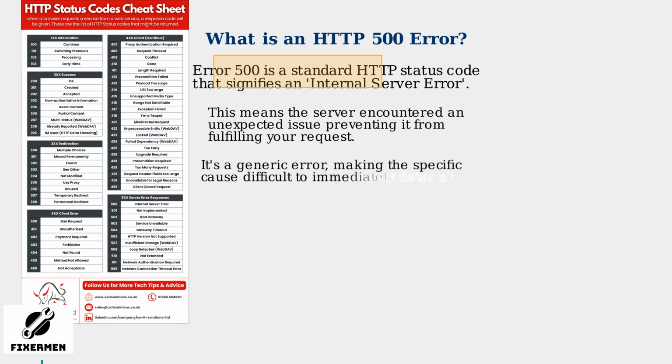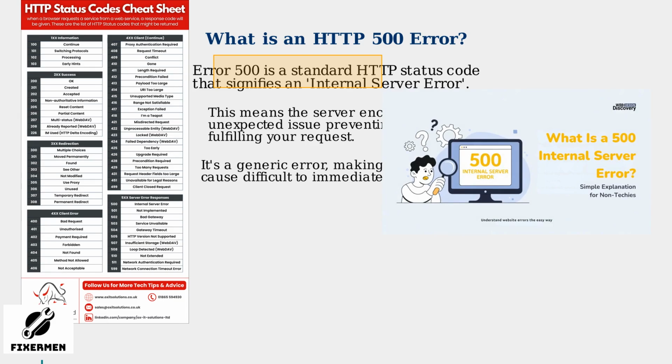Because it's a generic error, users often see vague messages like, "Something went wrong, please try again." The actual root cause could be anything from temporary server strain to more serious system failures, requiring server-side investigation to resolve. On Robinhood, Error 500 can be caused by several key factors.